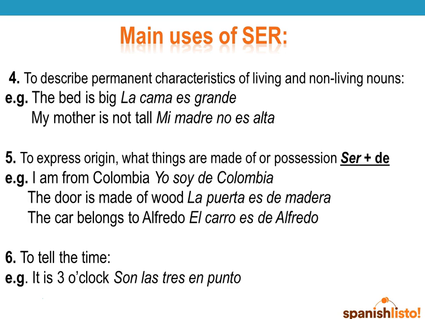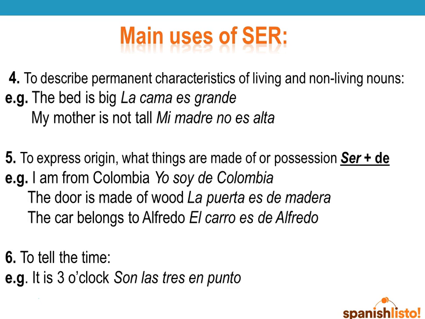Also, we use the verb ser to describe permanent characteristics of living and non-living nouns. What do we mean by permanent characteristics? Things that they cannot change or they can change through a process. For instance, the bed is big, la cama es grande. That means that the bed is big.